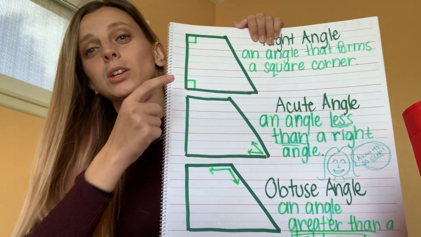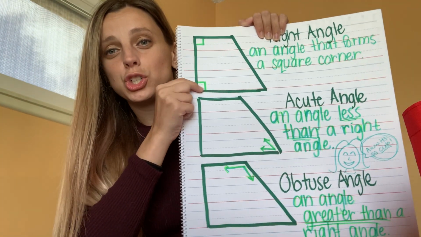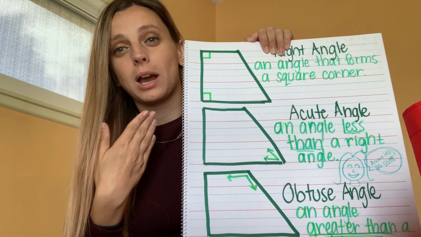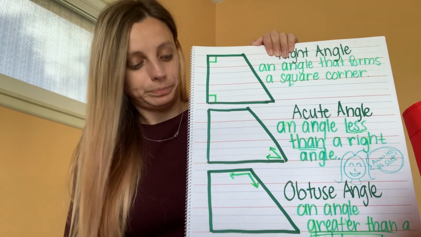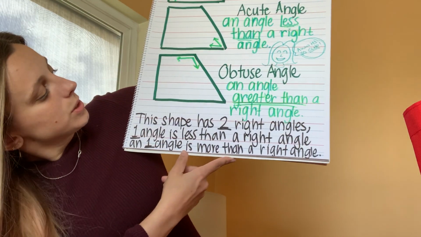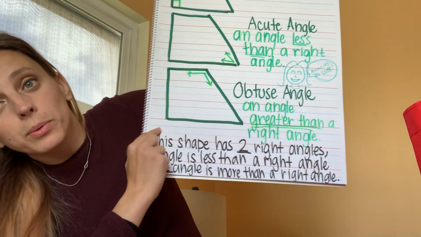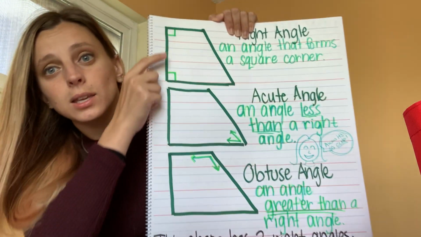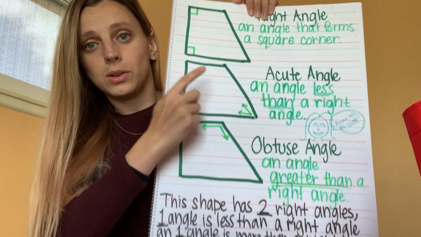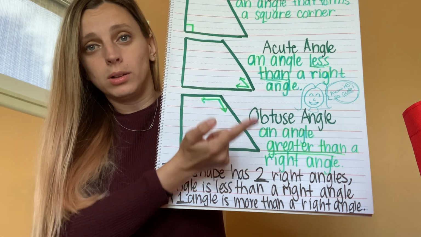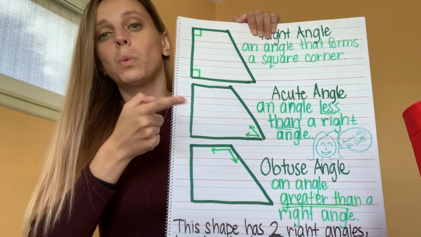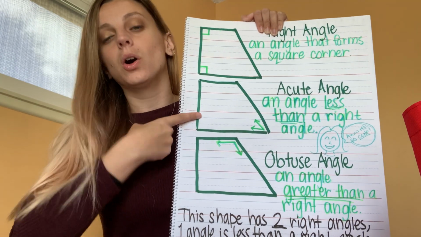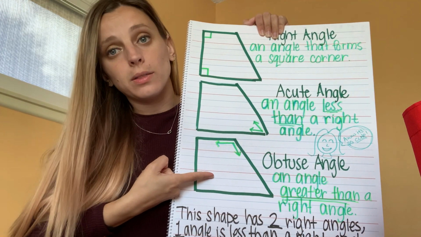The biggest thing is to know that a right angle makes that nice L shape, and that we can use that to describe whether something is greater or less than a right angle. All right, so this shape, if I were to describe it with angles, I could say it has 2 right angles, 1 acute angle, and one obtuse angle, or two right angles, one angle that is less than a right angle, and one angle that is greater than a right angle.